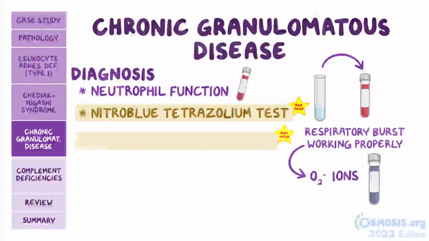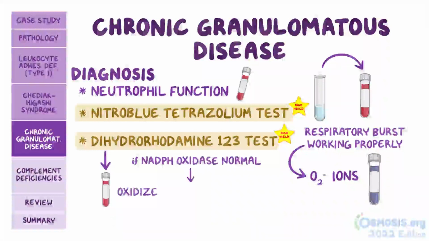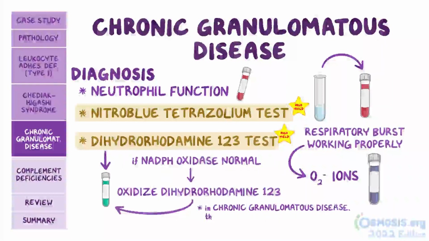A newer test is the dihydrorhodamine 123 test, which is where dihydrorhodamine 123 is added to the blood sample. If levels of NADPH oxidase are normal, then it will oxidize dihydrorhodamine 123, causing it to shine with a green color or fluorescence. But in chronic granulomatous disease, there's reduced green fluorescence.